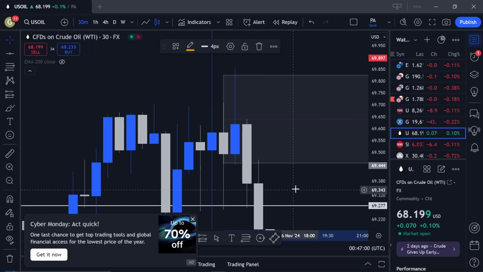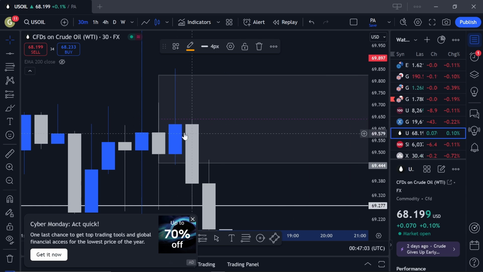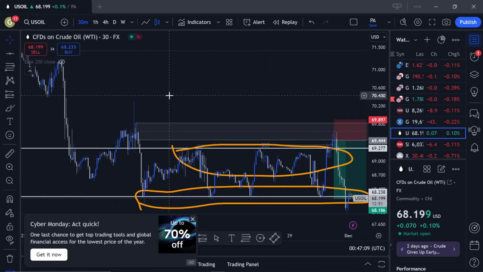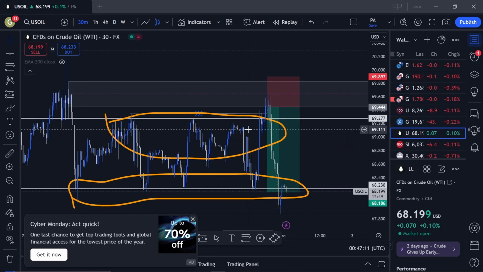The zoom was too much. Here was my supply level, which is this last bullish candle before this bearish candle becomes my supply candle. Now why did I pick this supply candle instead of entering the trade from this resistance area directly?